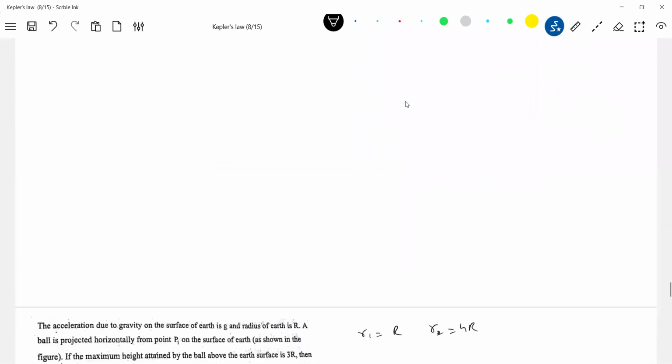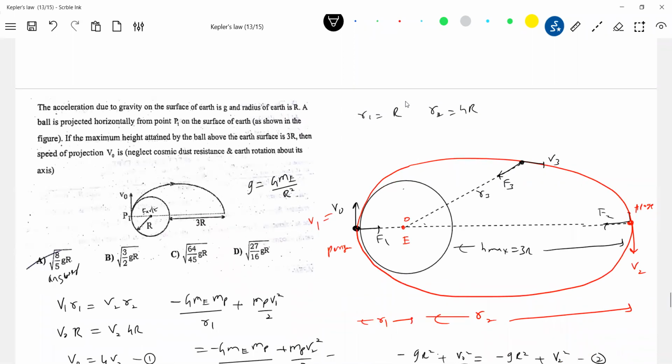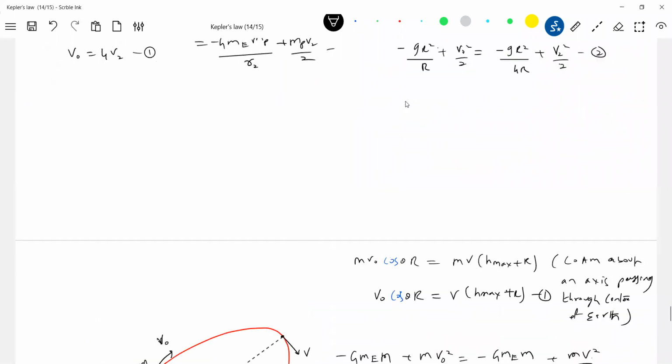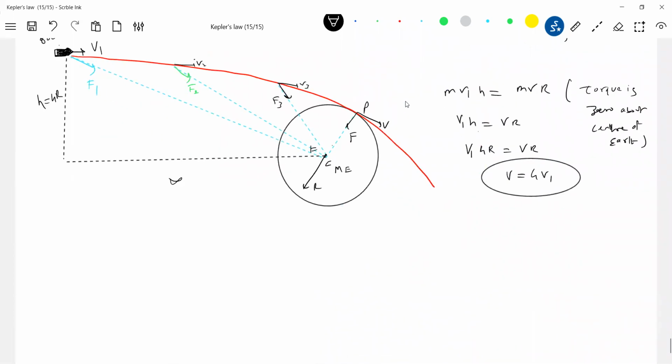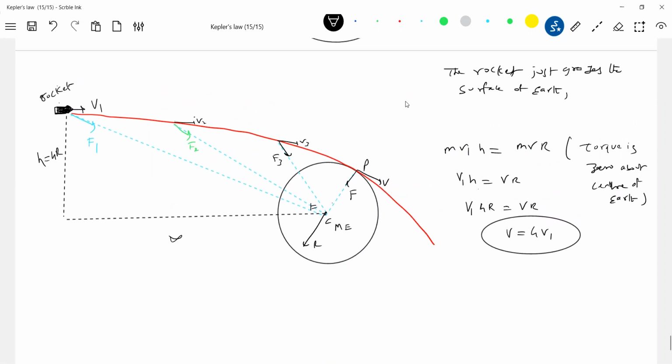Tomorrow we'll discuss a few more problems. These are the types of numericals you can expect in Advanced: gravity, maximum height, or launching height. So I'll stop the class here. Tomorrow I'll do this. Friday we'll go for gravitational pressure, self energy, those things, because they're only theoretical ideas. Let me focus on numericals tomorrow.